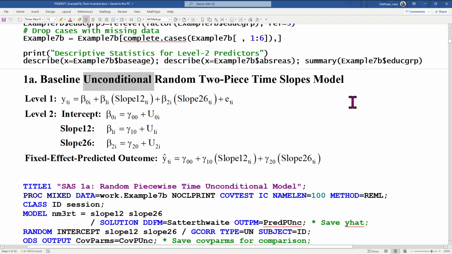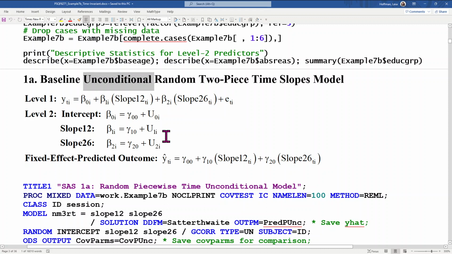Unconditional, which is the word that I've used here, refers to the idea of an unconditional model for change, meaning only effects related to time are in the model. So any fixed slopes to describe average change over time, any random intercepts and slopes to describe individual differences in intercept and change over time, and any alternative covariance structures among the level 1 residuals that are needed to describe residual correlation over time. So the unconditional model then is our new baseline because it contains as much variability in the random intercepts and slopes as there is in the data.